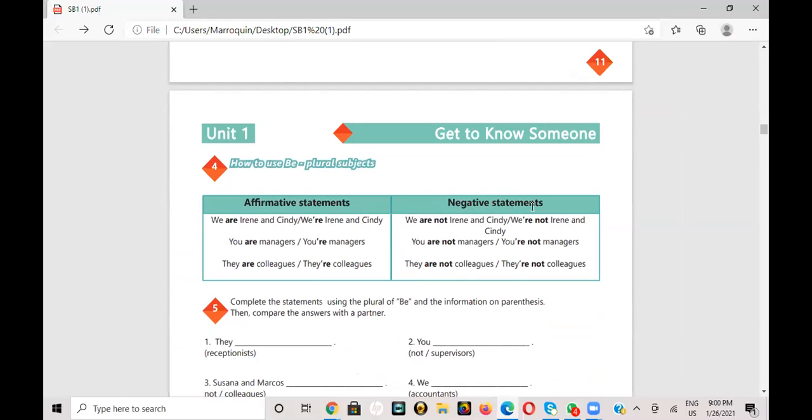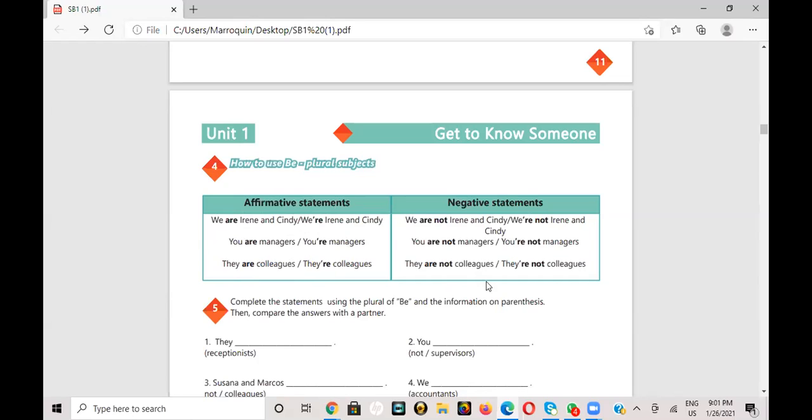Affirmative statements, negative statements. So, fíjense en el affirmative. We are Irene and Cindy. We're Irene and Cindy. What is the contraction of we are? We're. Yes. You are managers. What is the contraction of you are? You're managers. Very good. They are colleagues. What is the contraction of they are? They're. Excellent. Now, this is the affirmative part.